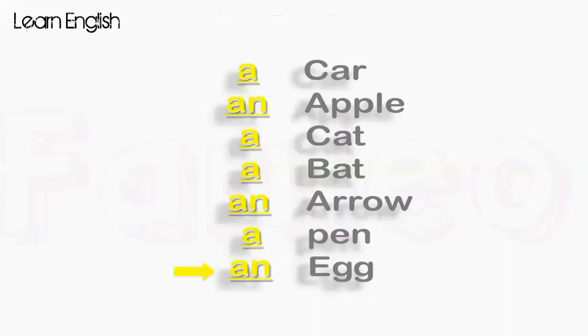Right? Getting it over again. A car. An apple. A cat. A bat. An arrow. A pen. An egg.